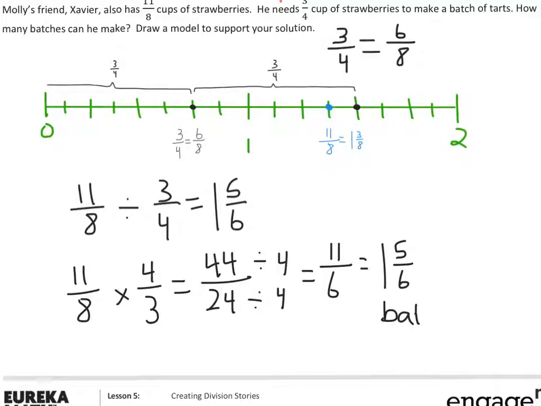I need to make sure I put my label down so that I explain what my numbers represent of the strawberry mixture.